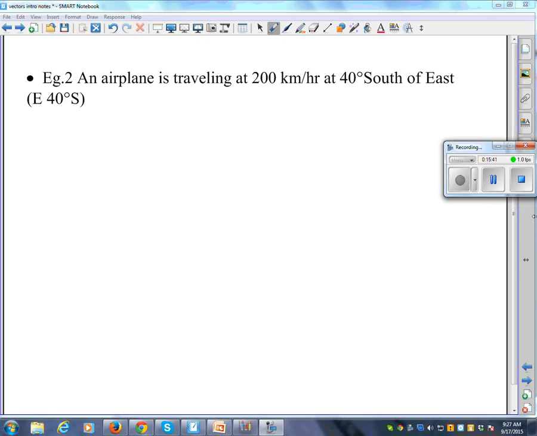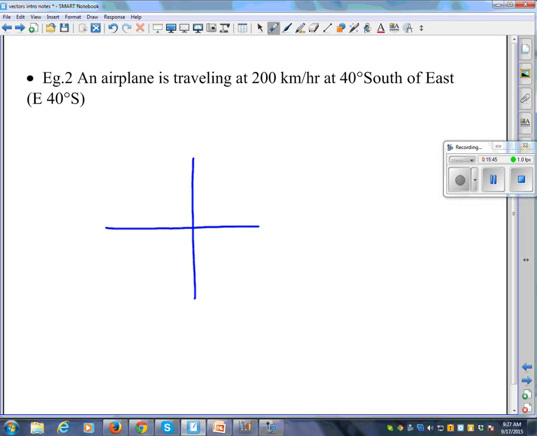Okay, so what I want you to do is draw a reference like this. And we're going to label that north, east, south, west. Okay? Believe it or not, people lose marks because they can't remember which way east is.